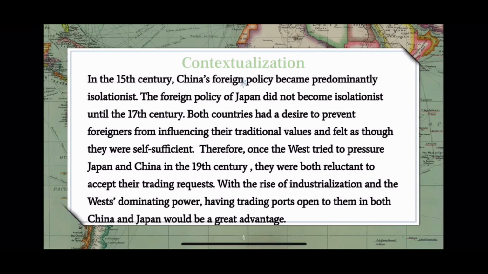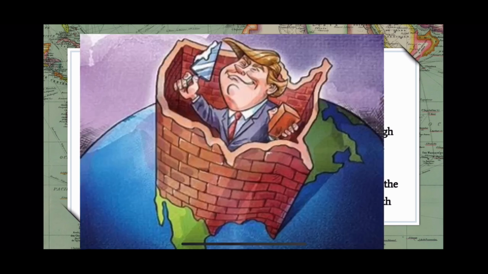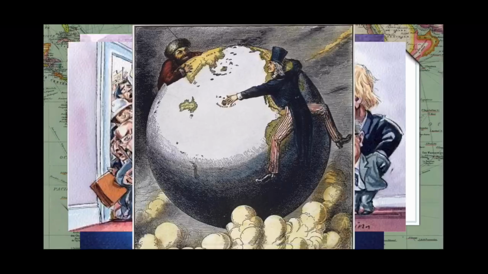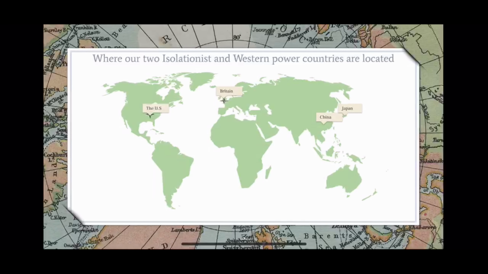Now on to contextualization, which will give you more background information on the topic being discussed. In the 15th century, China's foreign policy became predominantly isolationist. However, the foreign policy of Japan did not become isolationist until the 17th century. Both countries had a desire to prevent foreigners from influencing their traditional values and felt as though they were self-sufficient. Therefore, once the West tried to pressure Japan and China in the 19th century, they were both reluctant to accept their trading requests. With the rise of industrialization and the West's dominating power, having trading ports open to them in both China and Japan was seen as a great advantage. Now the countries being discussed today are China, Japan, and the West, which is the United States and Britain.